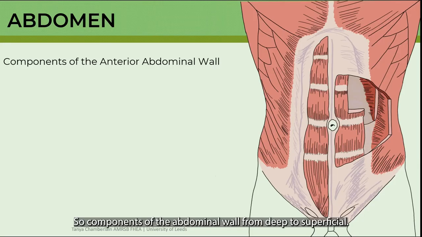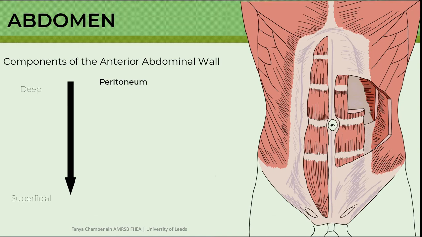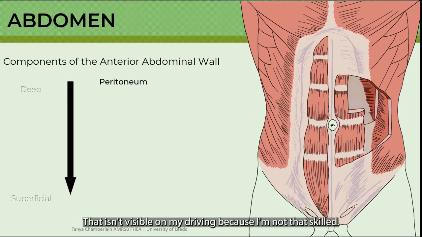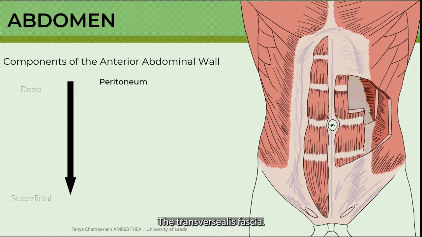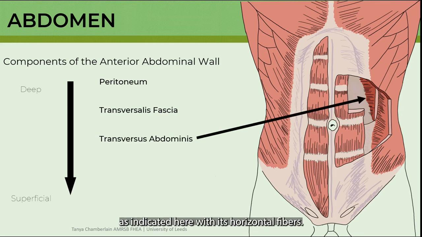So, components of the abdominal wall from deep to superficial. The deepest layer of the abdominal wall is the peritoneum. If we are being specific, we say the parietal peritoneum. That isn't visible on my drawing because I'm not that skilled, so let's move on to another element I couldn't draw. The transversalis fascia. This lies between the parietal peritoneum and the transversus abdominis, as indicated here with its horizontal fibres.